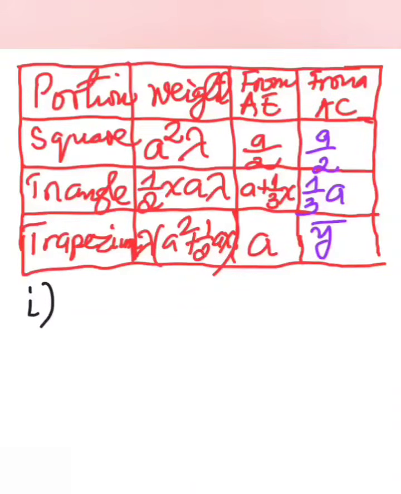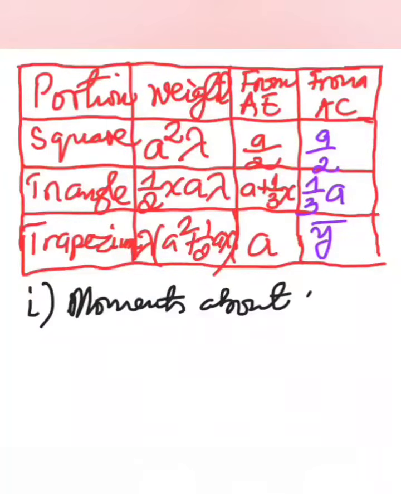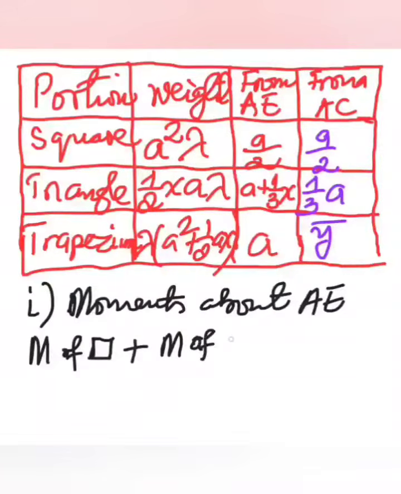In Roman 1, we are asked to prove that x equals a root 3. In order to get the value of x, since the distance x is horizontal, we are going to take moments about the vertical axis AE. So moments about AE, we simply have the moment of the square plus the moment of the triangle should be equal to the moment of the trapezium about that axis.